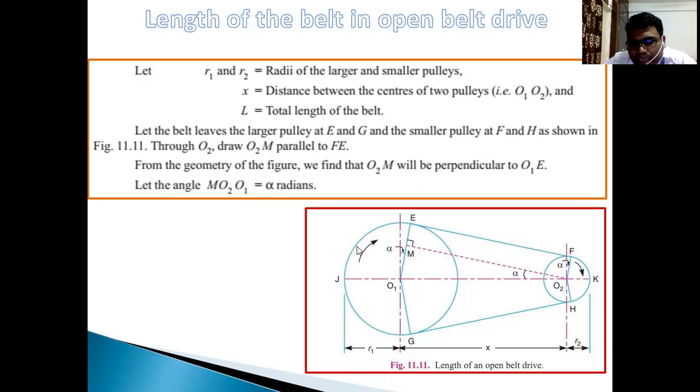We know the length of this; we can calculate this. It is very simple. Arc JE is (90 plus alpha) into R1. Here also we can calculate FK. How much? Here the total is 90 minus alpha, so (90 minus alpha) into R2. Here R1 is the radius of this pulley and R2 the radius of this one. So we only need to calculate EF.